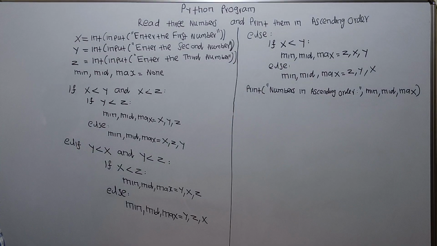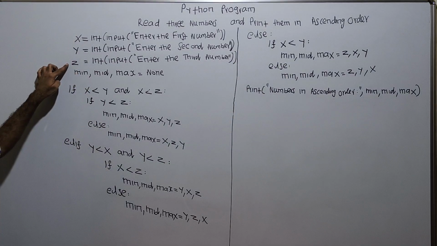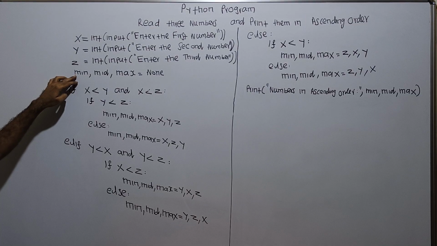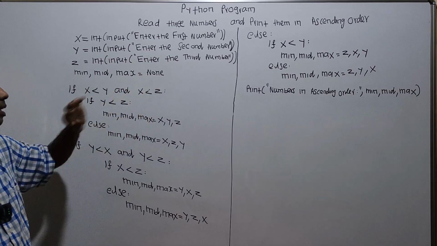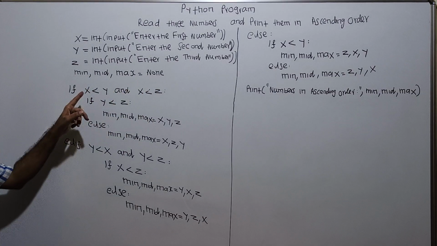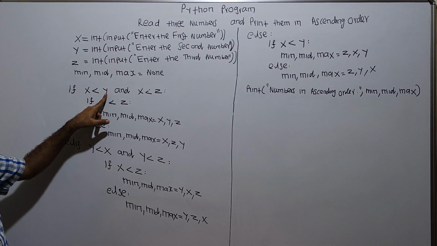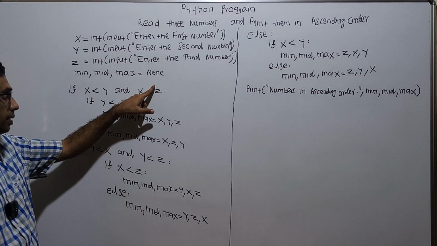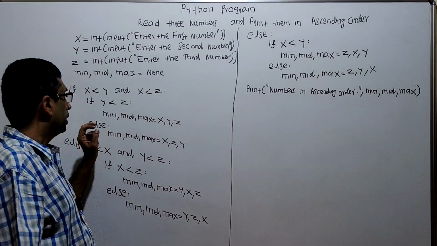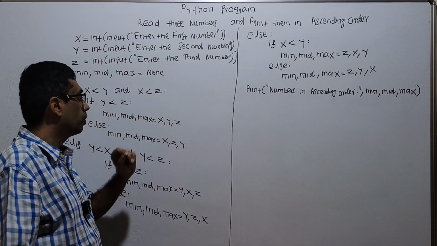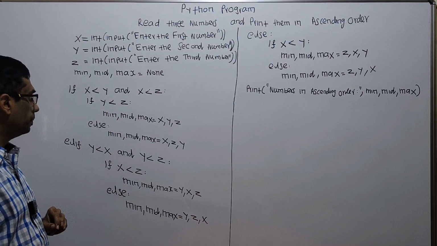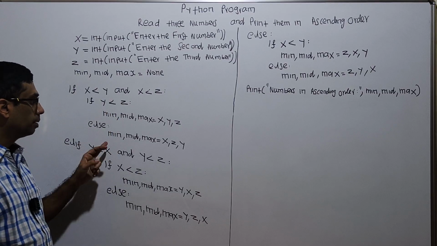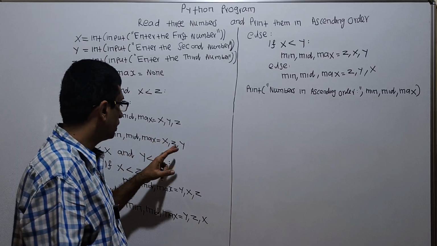So I am explaining the program once again. I am obtaining 3 inputs from the user, x, y and z, 3 integer inputs, and I am initializing 3 variables min, mid, max as None. That means no value. I am comparing if x is lesser than y and x is lesser than z. If this condition is true, the control will come inside. I am assigning min, mid, max equal to x, y, z. If this condition is false, that means z is greater than y. In this case, I am assigning min, mid, max equal to x, z and y.